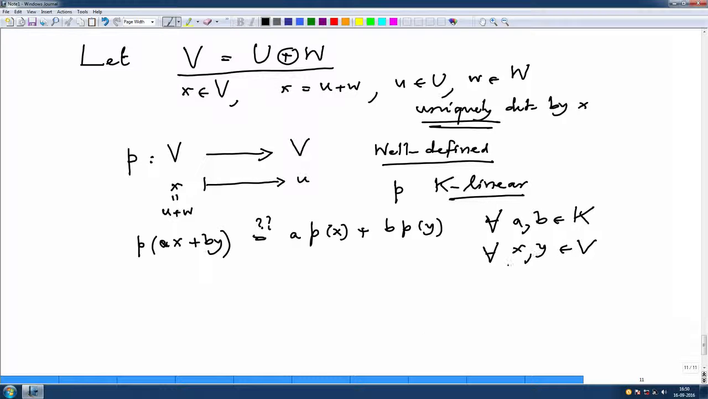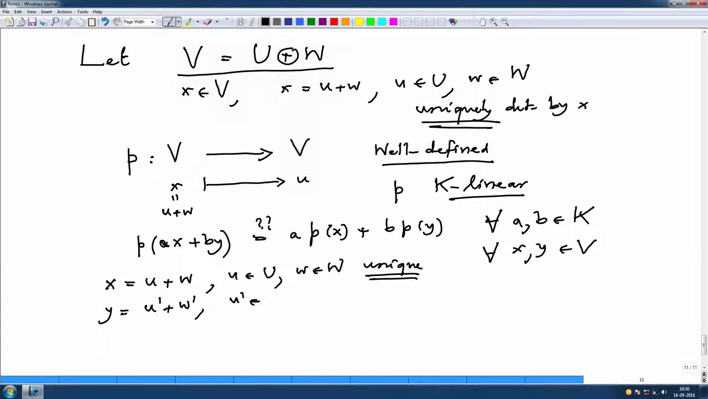So, start with x, y in V and write x as U plus W, where U is in U, W is in W, unique. Unique is very important. Similarly, y as U prime plus W prime, U prime is in U, W prime is in W, and unique. So, therefore, by definition, RHS is nothing but A times U plus B times U prime, that is RHS.